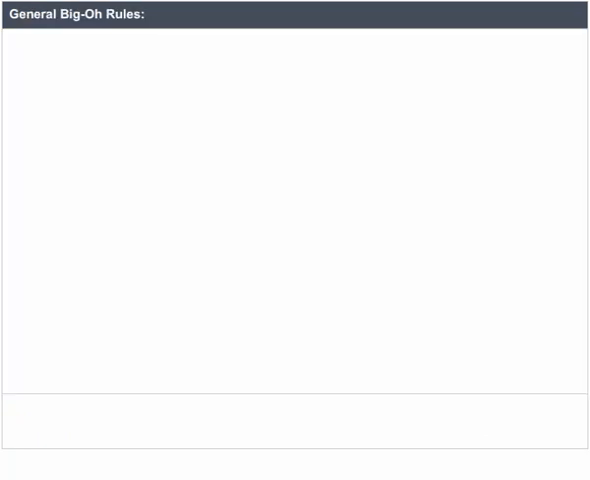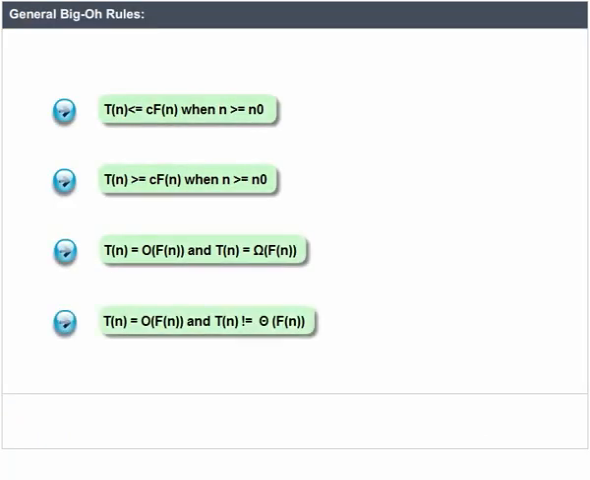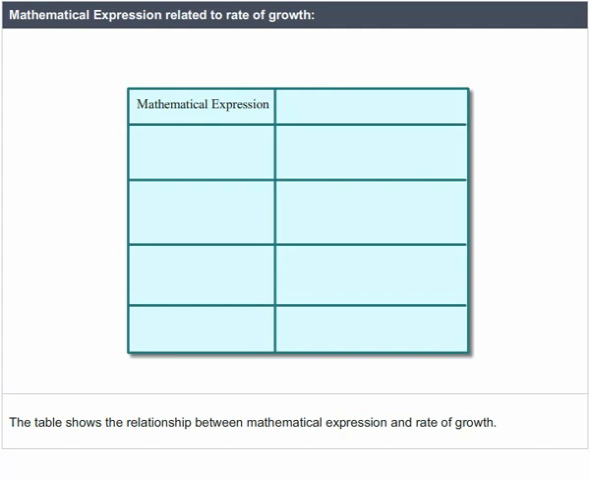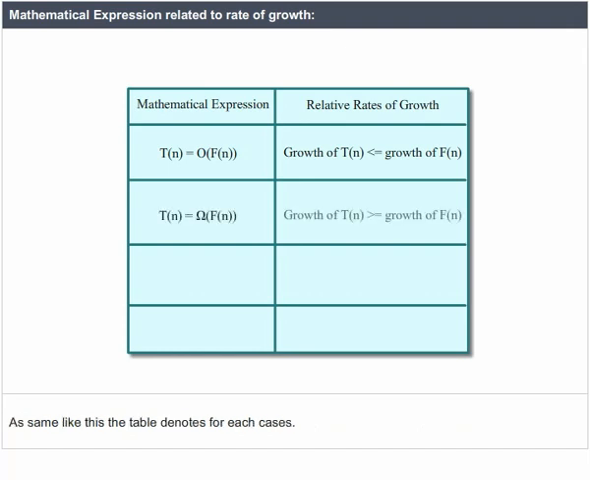General big O rules are listed below. Mathematical expressions related to rate of growth. The table shows the relationship between mathematical expression and rate of growth. T is called big O. F is called the function. If T of n equals O of f of n, then the growth is equal. Similarly, the table denotes each case.